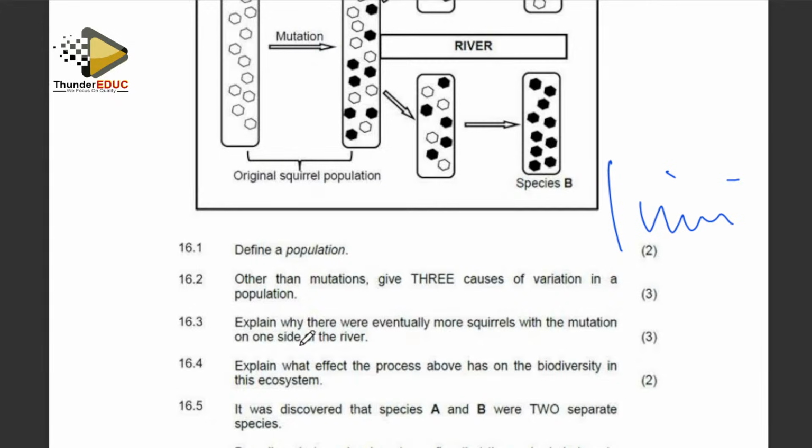Other than population, other than mutation, give 3 causes of variation: random arrangement of chromosomes during metaphase, random fertilization, crossing over. Mutation is already mentioned. So you can talk about any other type of causes of variation.